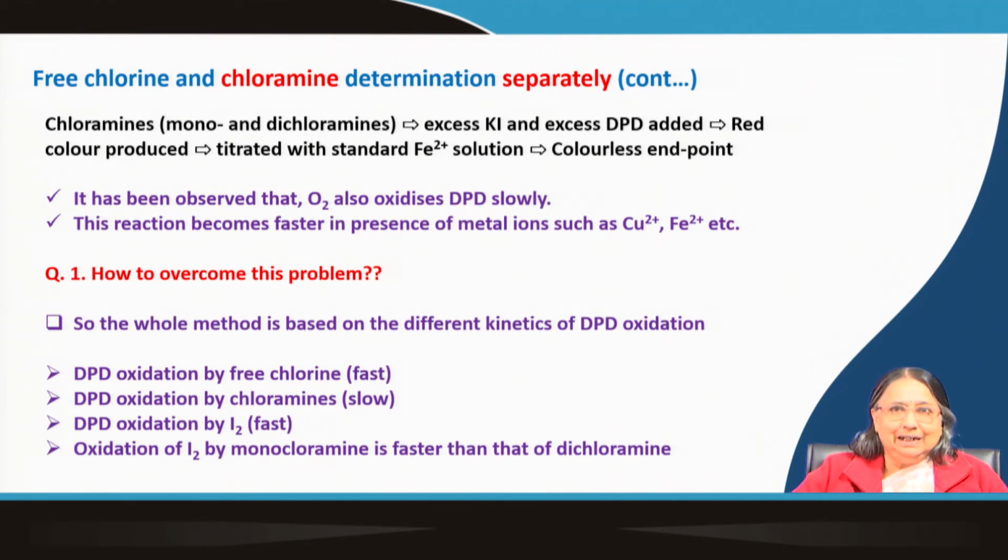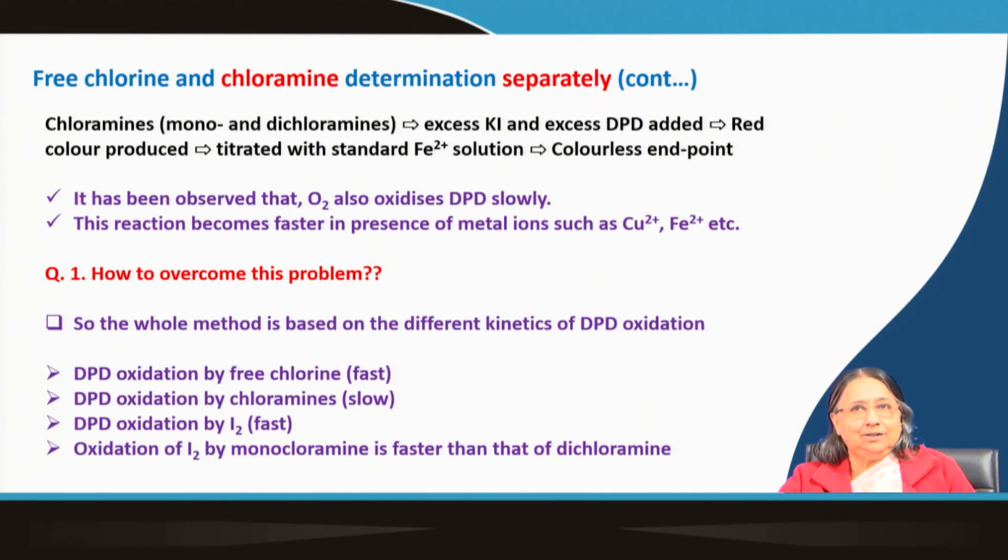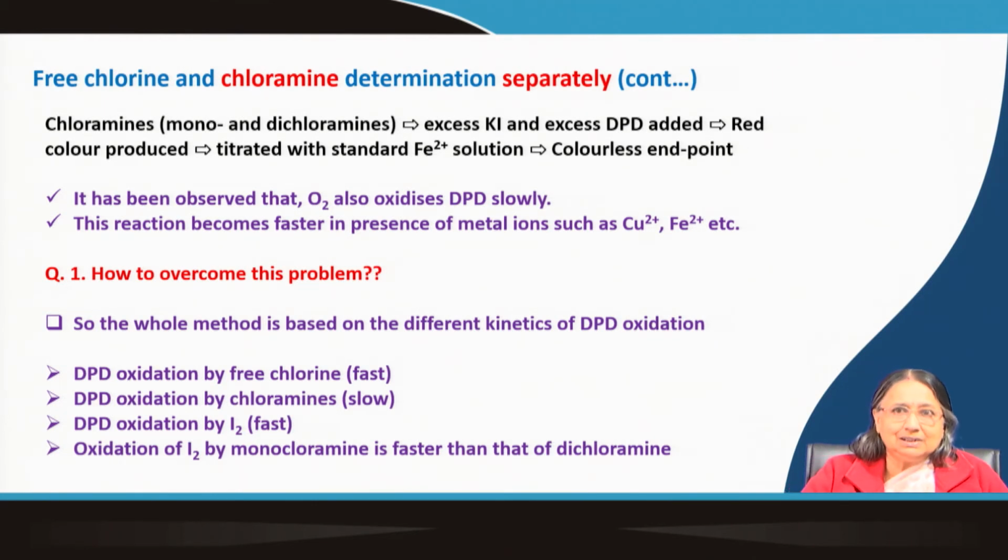By adding EDTA, because EDTA is a very good complexing agent, it can complex with metal ions. So, if you complex these metal ions with EDTA, then they cannot act as a catalyst. So, this reaction will be slowed down. Oxygen will not hamper, because titration in nitrogen atmosphere or some other inert atmosphere is not possible. Oxygen you have to allow, but you can do it this way, then the error is minimized.